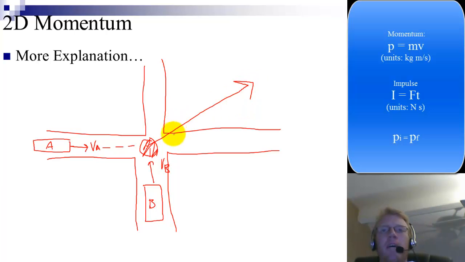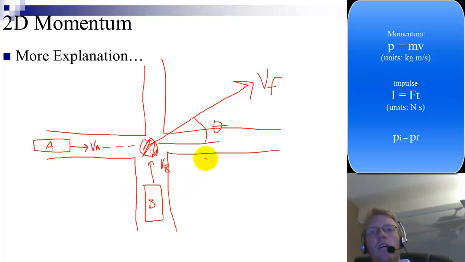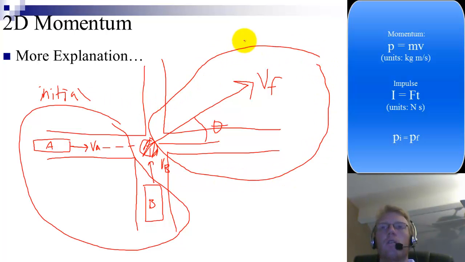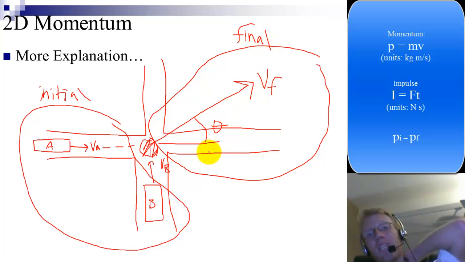So they might give you the angle that they fly off at and the final velocity and ask you to figure out, okay, what was the speed of this guy? What was the speed of this guy? Well, you can draw a vector diagram for momentum, okay? So the total momentum initial has to equal the total momentum final. So this right here is your initial, and this right here would be your final. But you're not looking at the velocities initial and final, you're looking at the momentums initial and final.